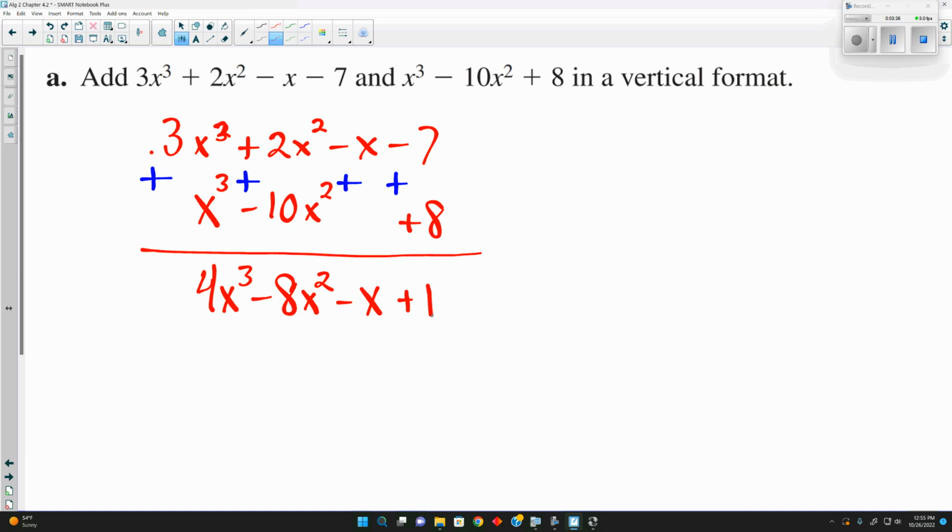But that's it. And you all have done this before. You've done this in Algebra 1, combining like terms, adding, subtracting like terms. But that's it. Questions on this here?